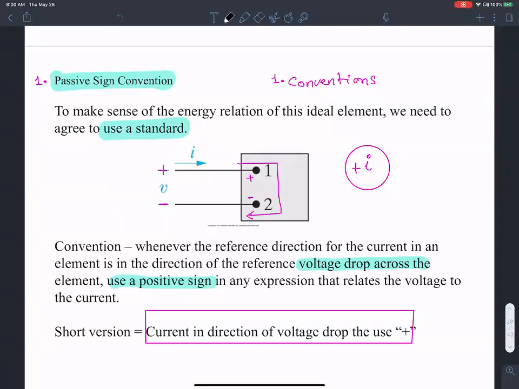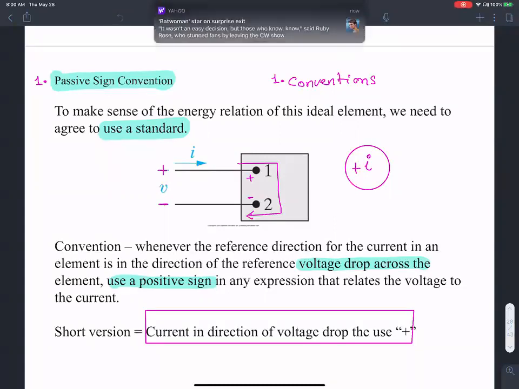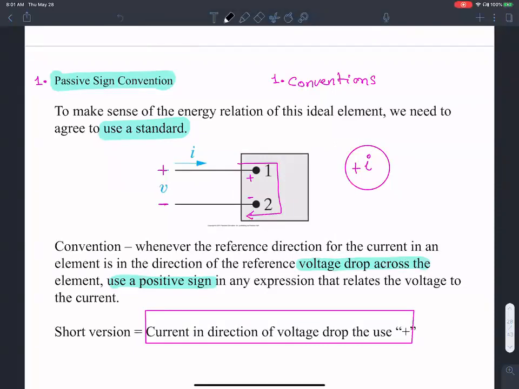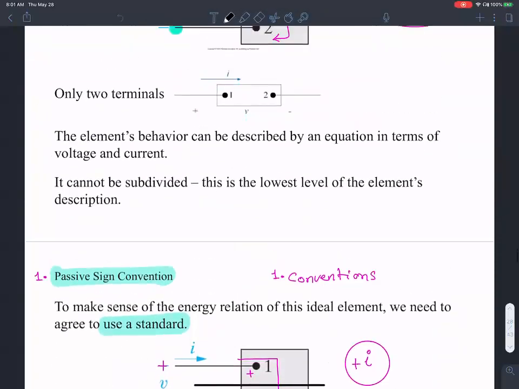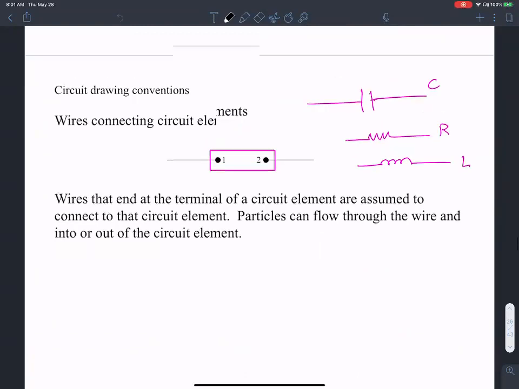We'll continue from where we left off in the last class, which is talking about dependent and independent sources. But before we do that, let's quickly see what we did in the last class.